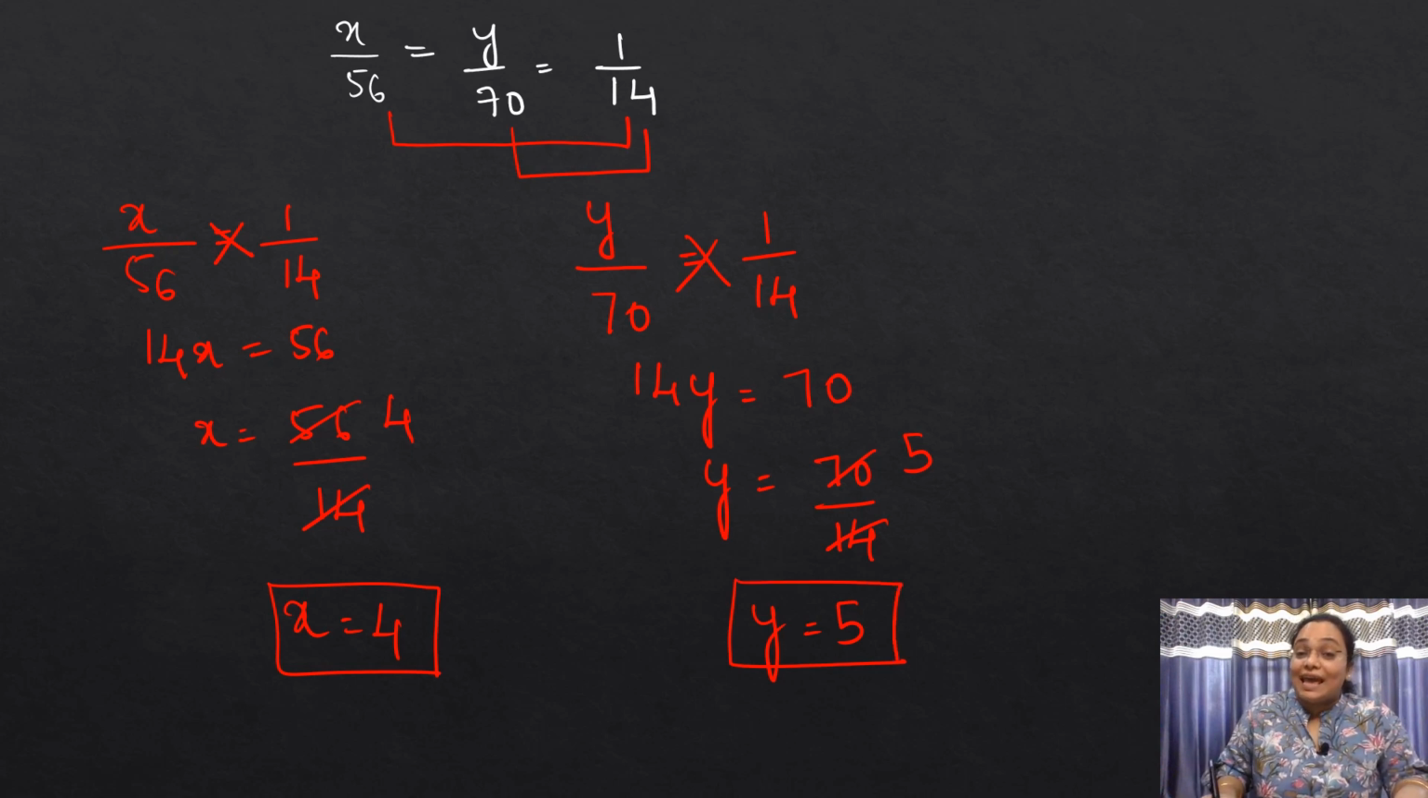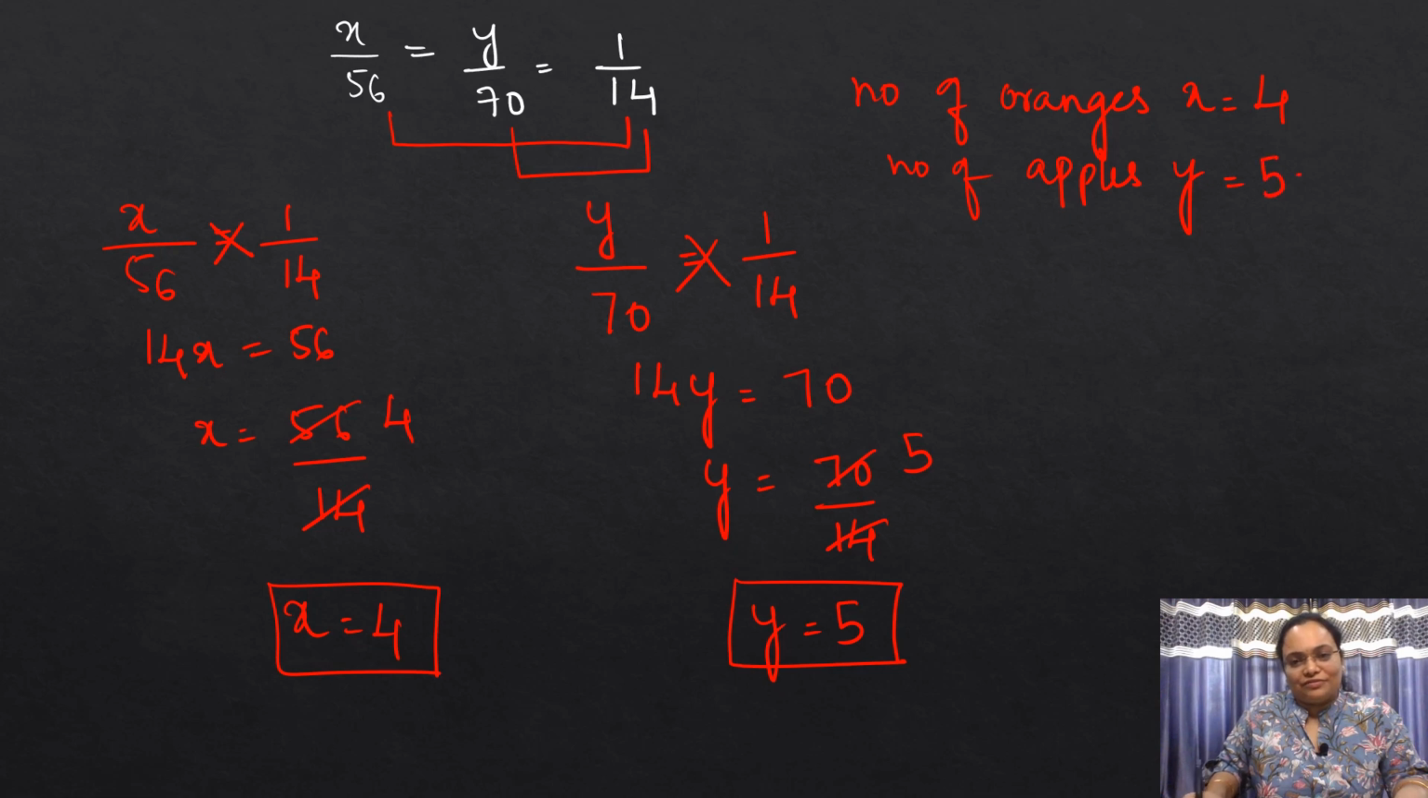So what are the x and y values? The cost of an orange, x is equal to 4, and the cost of an apple, y is equal to 5. 4 rupees and 5 rupees.